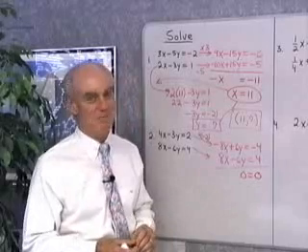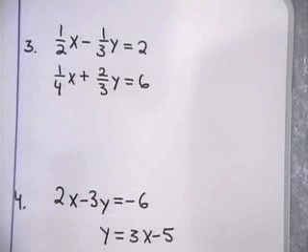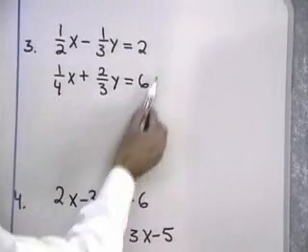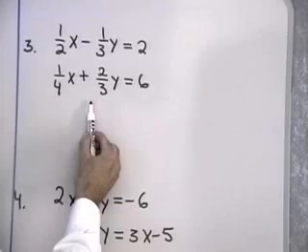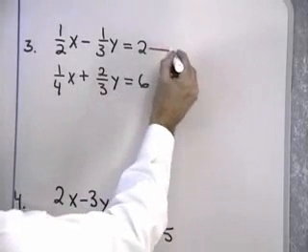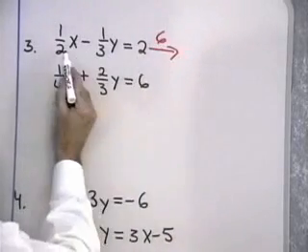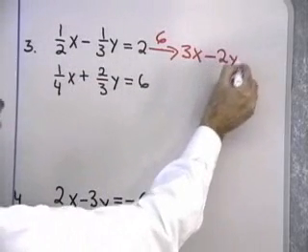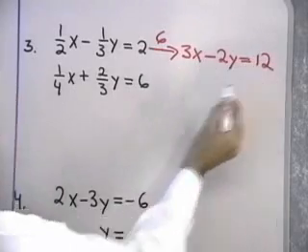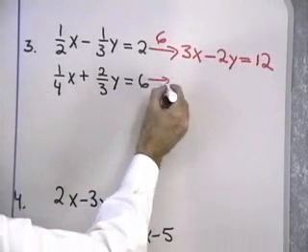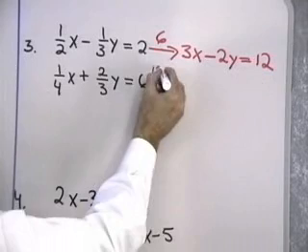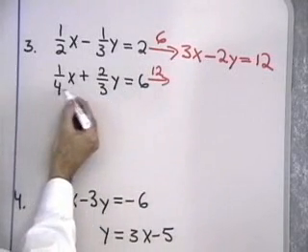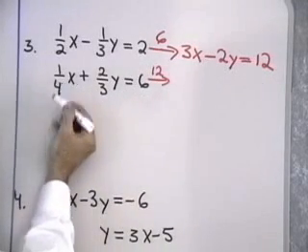Here's our next example. 1/2 x minus 1/3 y equals 2. 1/4 x plus 2/3 y equals 6. Now, I think it would be easiest if we eliminated these fractions in the beginning, so I'm going to do that. This equation I'm going to multiply through by 6, so I end up with 3x minus 2y is equal to 12. This equation I'll multiply through by 12, the least common denominator, so that I can eliminate all the fractions.